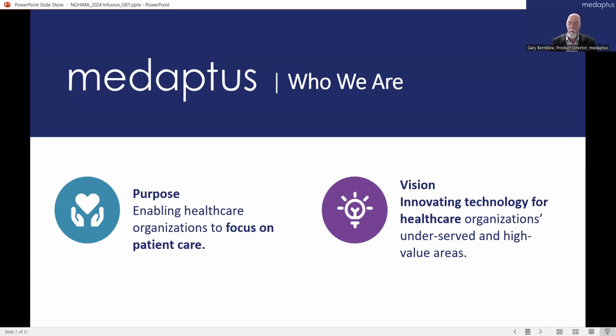First, I want to give you a little bit of background of the company I work for, Medaptus, who we are. We have a purpose to enable healthcare organizations to focus on patient care, and we do that by innovating technology for organizations specifically in underserved and high value areas, of which outpatient infusion is one.